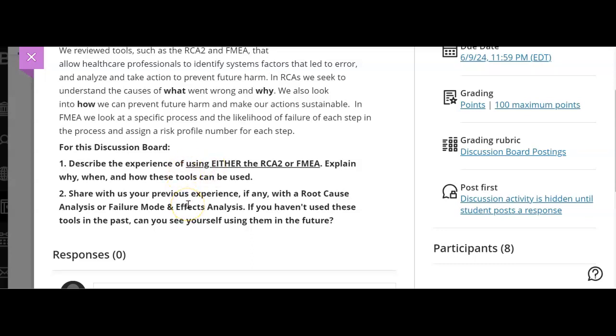Then you can share with us any previous experience you've had using these tools or being involved in the process of a root cause analysis. If you haven't used these tools in the past, then that's okay. Can you see yourself using them in the future?